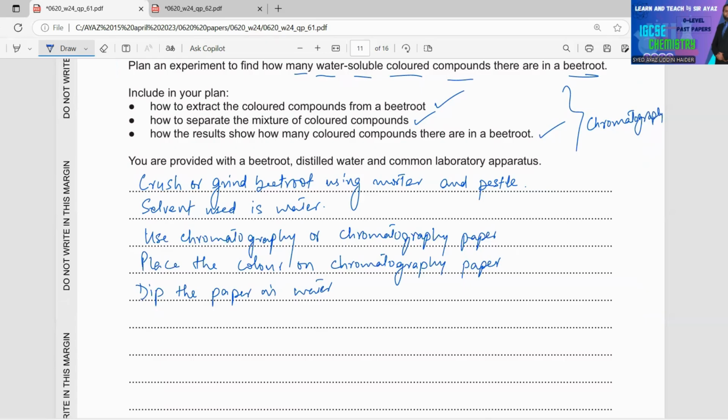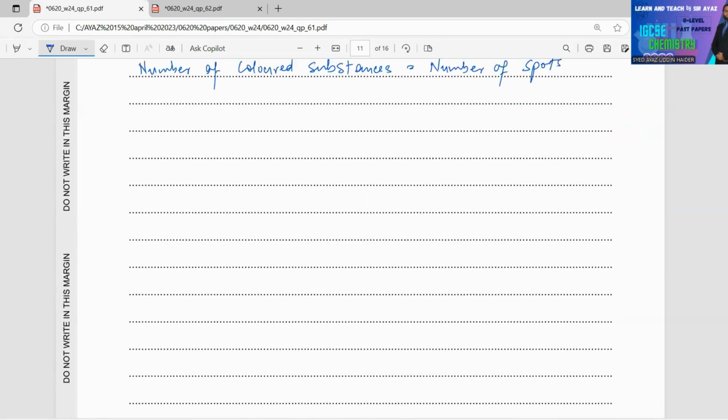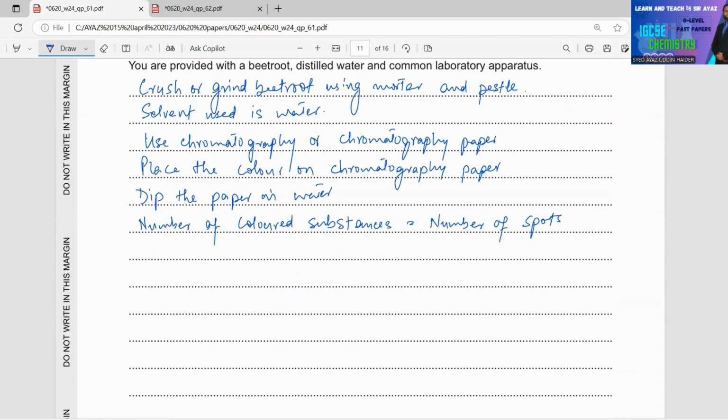Now, different colors give different spots on different locations. So it means that the number of colored substances is equal to the number of spots. So in this way, you are going to gain full 6 marks for this question.